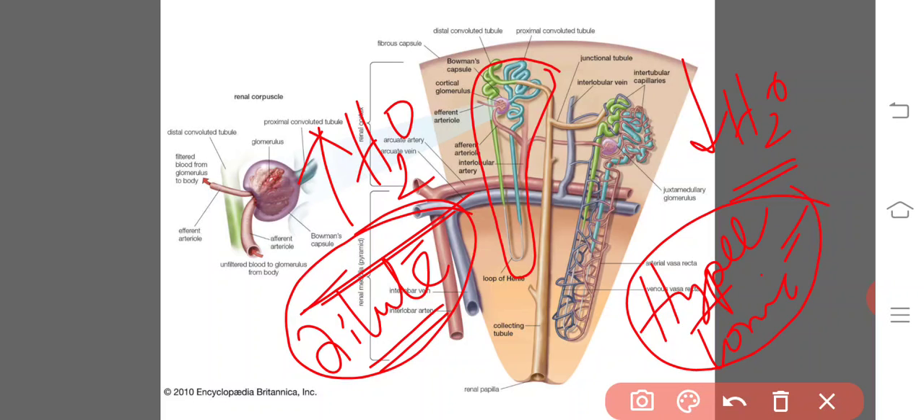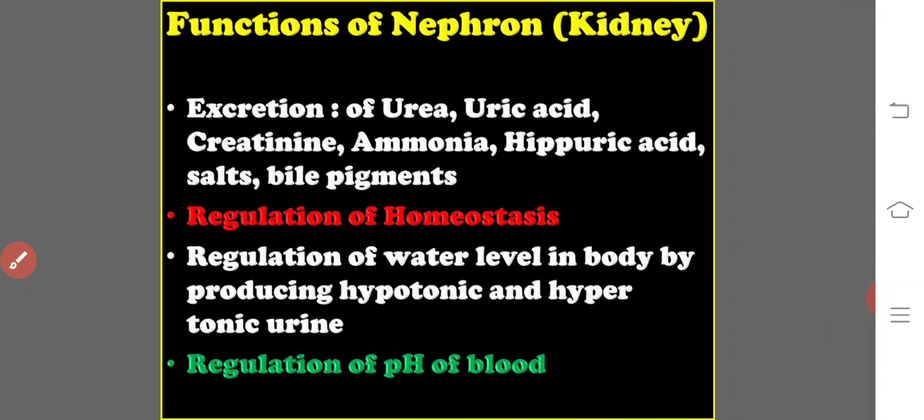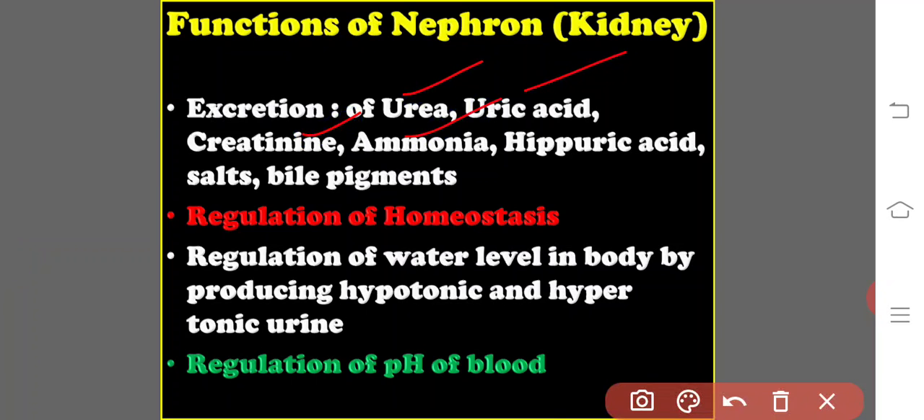This is about the types of nephrons. And at last, see the functions of the nephron. First and foremost function of the nephrons is excretion. No doubt in this. So excretion of urea, uric acid, creatinine, ammonia, hippuric acid, different kinds of salts, and the bile pigments.